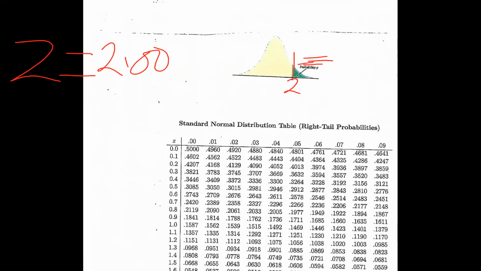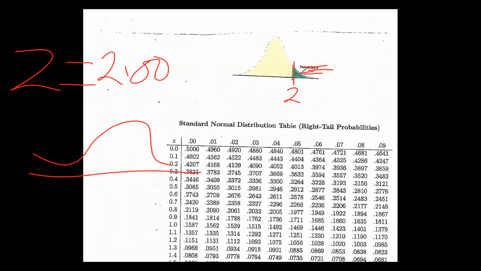So this table, the way it is, already gives the areas that are greater than what?